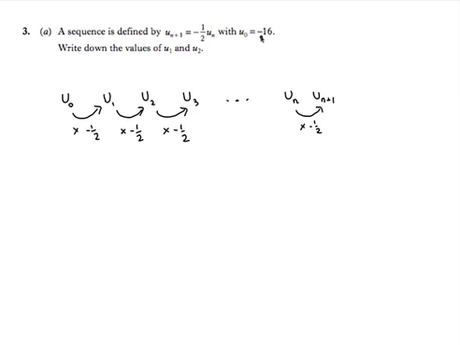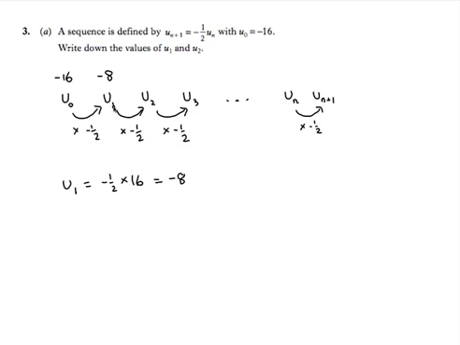Information that we know is that U0 is minus 16. And we're asked to find U1 and U2. U1 then will be obtained from U0 by multiplying by negative 1/2. So U1 is negative 1/2 times negative 16. Negative times negative is positive, 1/2 of 16 is 8. So this term is negative 8.